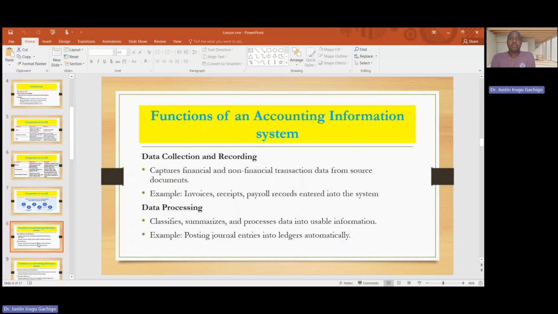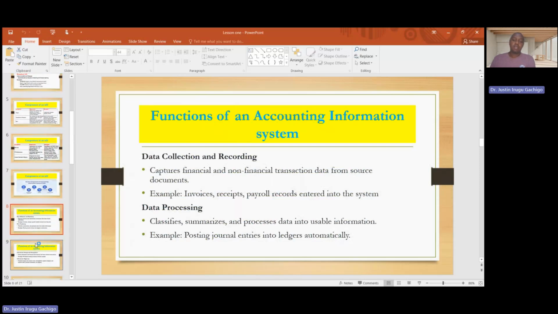Then we have the functions of an accounting information system. Function one is data collection and recording. That is to capture financial and non-financial transaction data from source documents. Examples, we have invoice, receipt, payroll record entered in the system. Then we have data processing. This classifies, summarizes, and processes data into usable information. Example, we have posting journal entries into the ledger automatically.